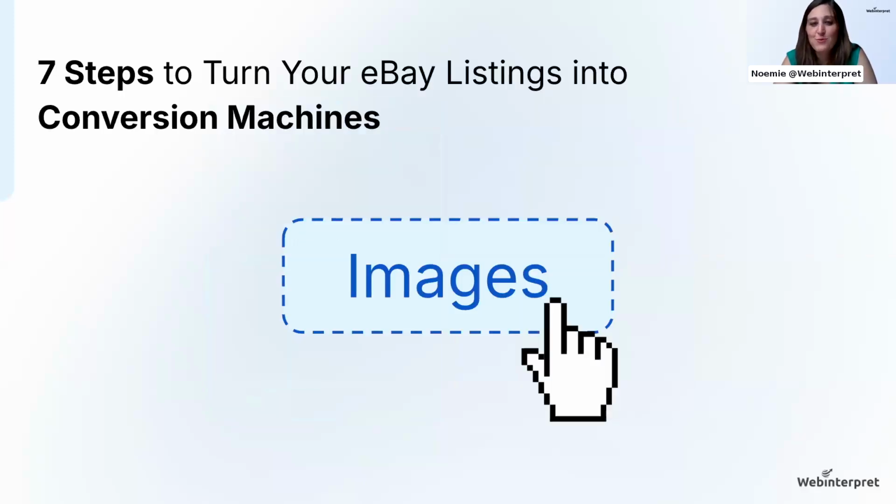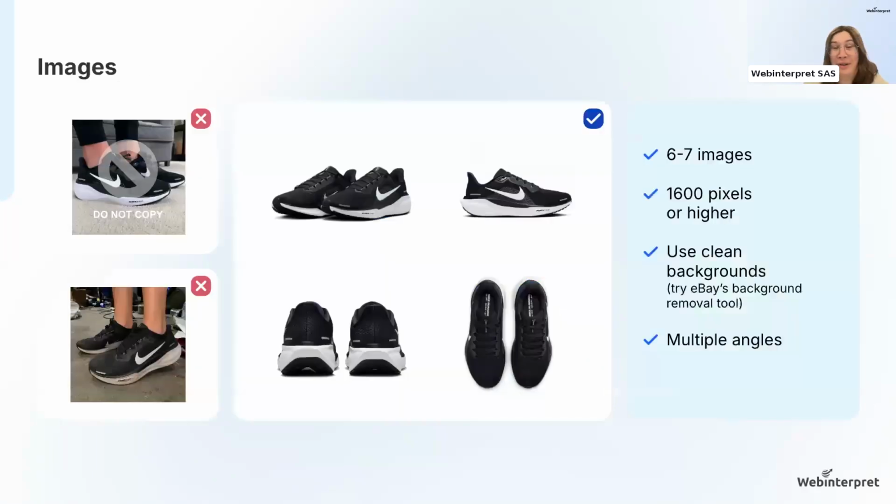I'll leave you with step 6. I know we're almost getting towards the end of our 7 steps. So we want to talk about images now. Okay, so the most visual part of your listing, your photos. When you're selling on eBay, your buyer can't pick up your item, hold it, or test it out. So your photos really have to do all of the heavy lifting.